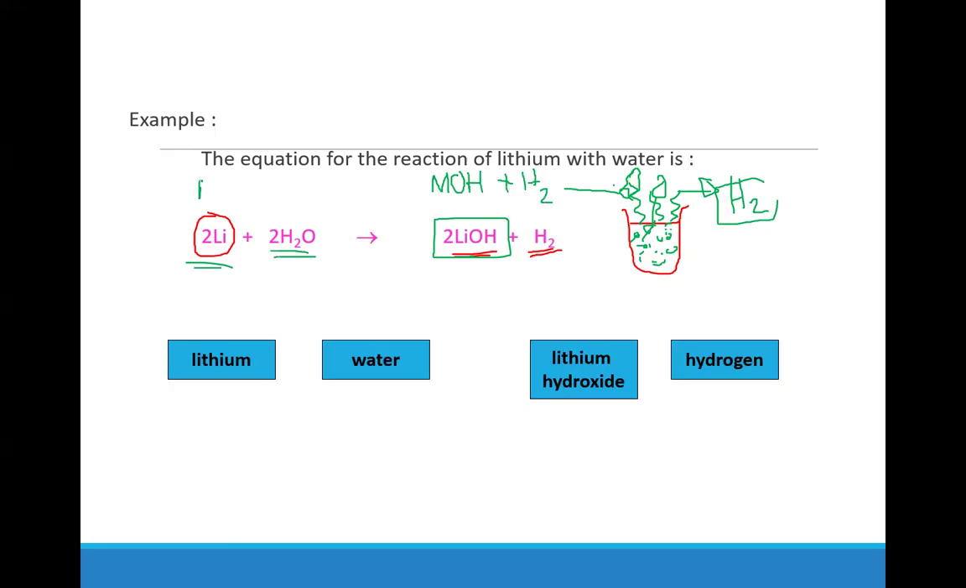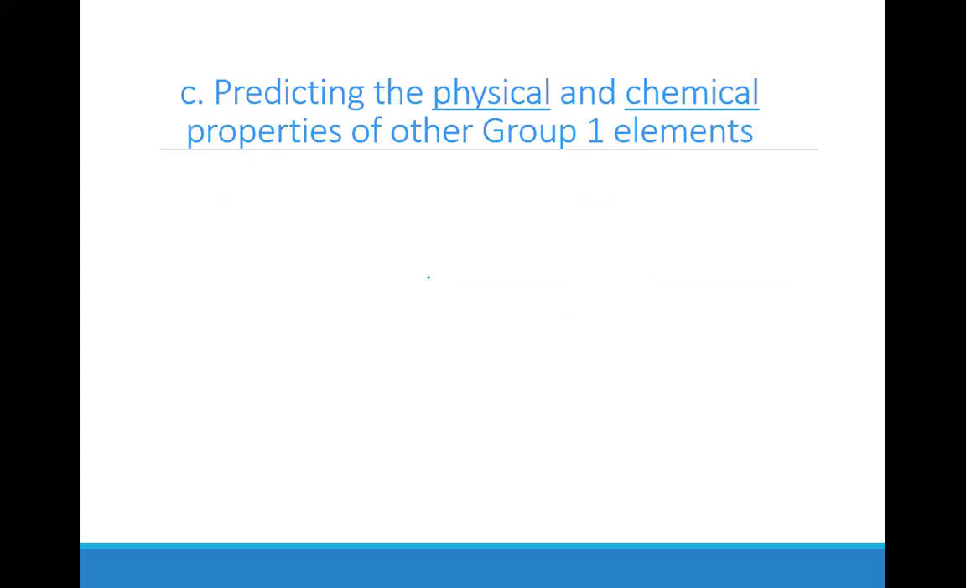Even if you react sodium with water, it will form sodium hydroxide in place of lithium hydroxide, of course, and will release hydrogen gas. If you react, let's say, cesium with water, that's a very violent reaction, and you will form cesium hydroxide and release hydrogen gas. So if you react any metal of a group with water, it will form the same kind of products. The only difference is that the alkali will be different.